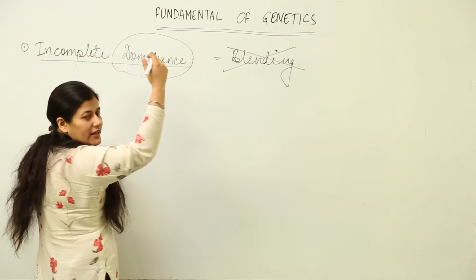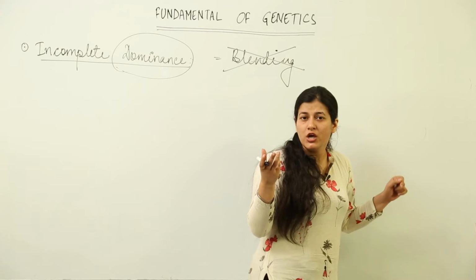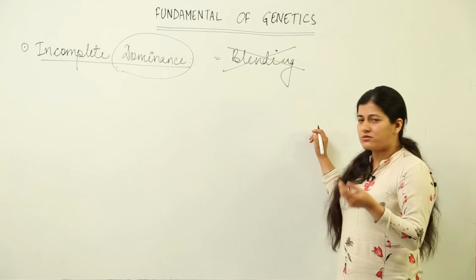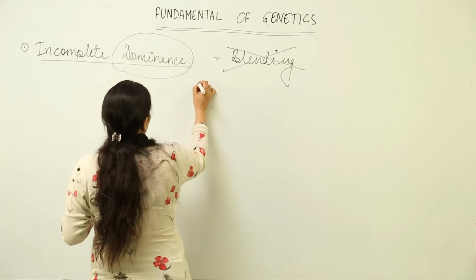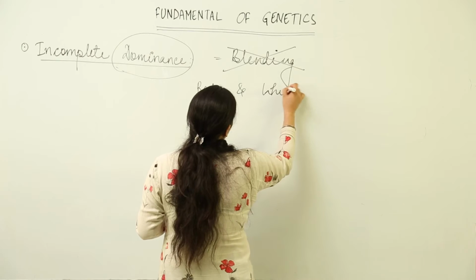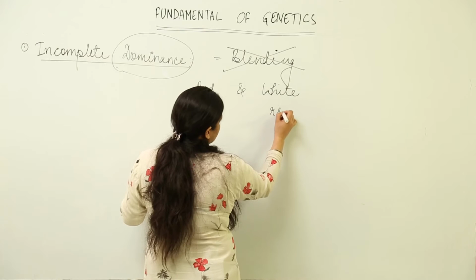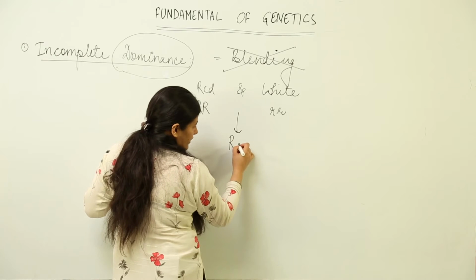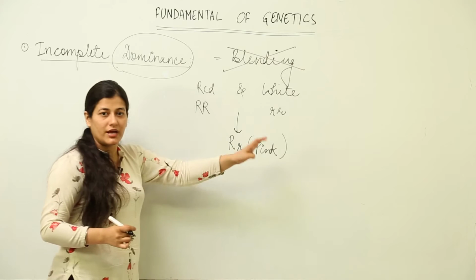Let's see. We have the example of snapdragon, that is a flower, or antirrhinum, and commonly it is called dog flower. You must find it in any house garden, and it looks like a dog. It has many colors. We take the example of red and white flowers. Now, considering red as dominant and white as recessive, we get the F1 generation that should be red, but it comes out to be pink, intermediate between red and white.